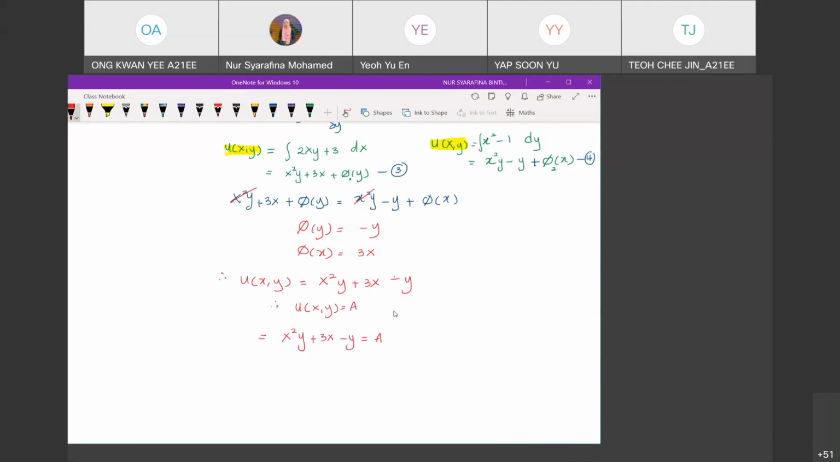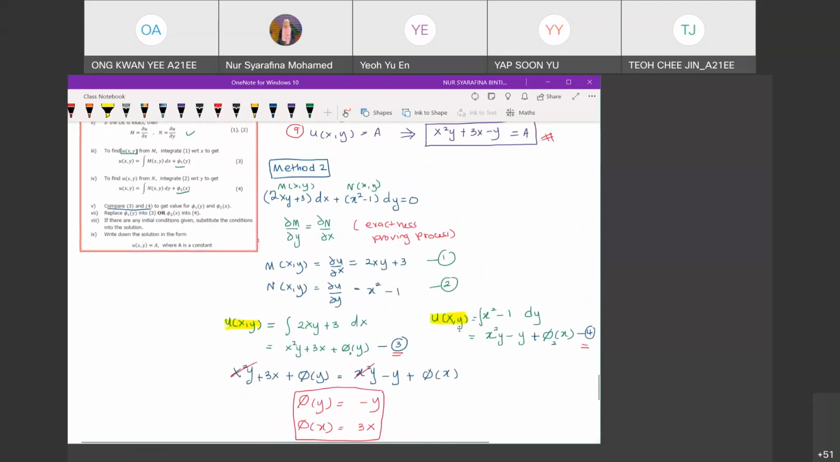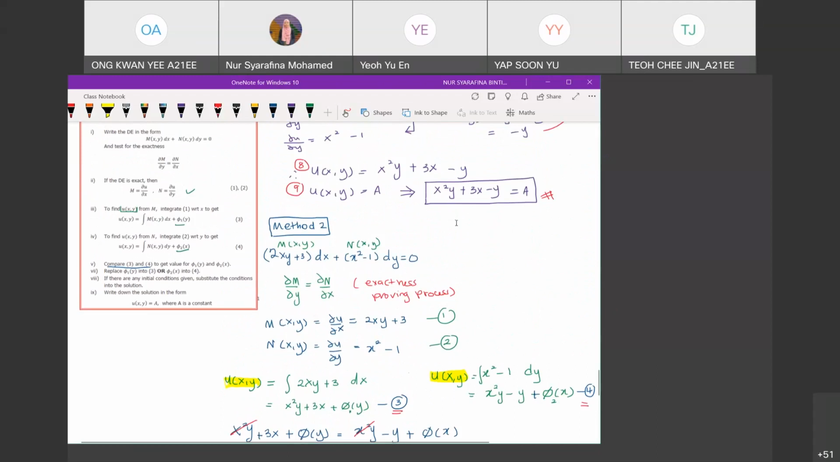For this case, once you've got your psi y and psi x, you can choose any function that you want as the answer. Is it the third equation or the fourth equation? If you choose the third, then you just substitute psi y. If you choose the fourth, then you just substitute psi x, because both equations will give you the same function. Is that clear? So your answer from method number 2 and method number 1 should be equal.